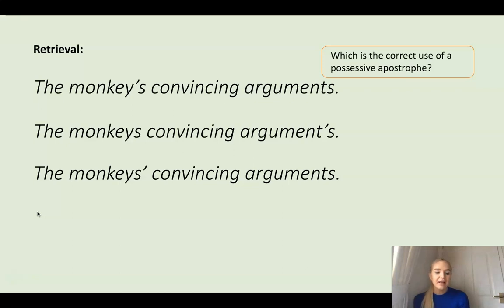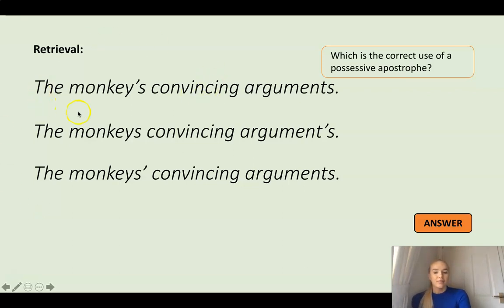Okay, how did you do? Let's have a look at the first one then. So, it's all about the monkey's convincing argument. In this sentence here, who has possession? That's right, the monkey has possession because the possessive apostrophe is used for the word monkey's. Now, what does the monkey have possession over? That's right, the convincing arguments. The monkey has these convincing arguments that obviously they are giving to other people, potentially giving to the axeman to stop him from cutting down the tree.